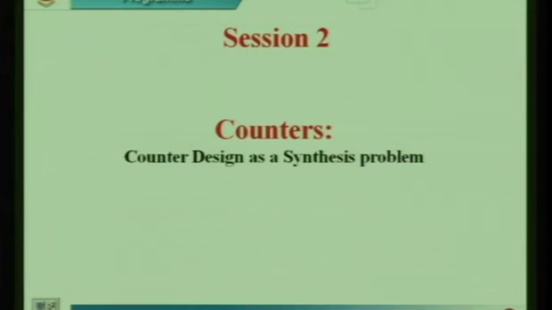We are presently doing Module 5 of the course Analog and Digital Electronics. In Module 5, in the first session, we started with a brief look at the decade counter and a bit of presettable counters. Now moving on, let us try to do a design synthesis problem. So this session is called counter design as a synthesis problem.